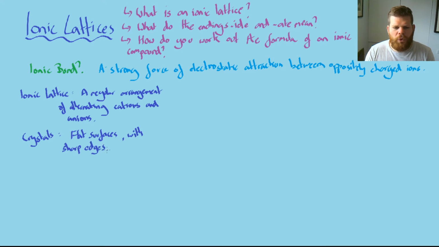Now, what I mean by sharp edges is not necessarily that you would cut yourself with it, not that kind of sharp, but sharp as in they are very defined. They would be a single line. That's what I mean by sharp. So that's what an ionic lattice is, and ionic lattices make really nice crystals.